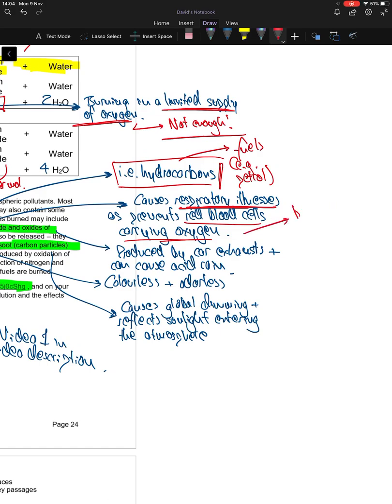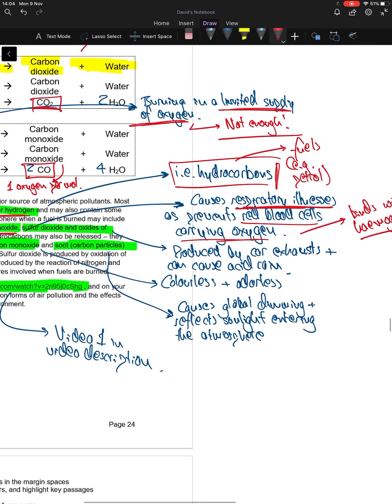The reason why it does that is because it binds with hemoglobin that's contained within red blood cells, whose job it is to carry the oxygen within a red blood cell. So that's why carbon monoxide is so dangerous.